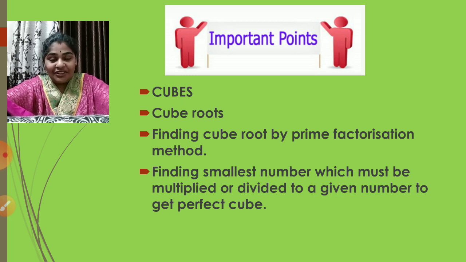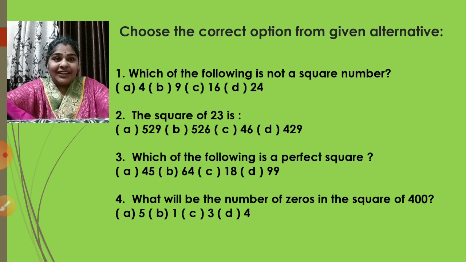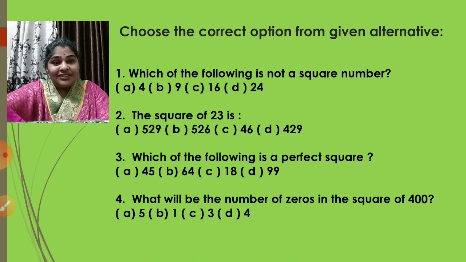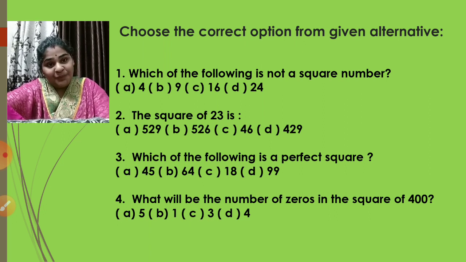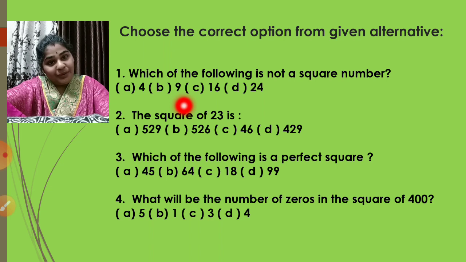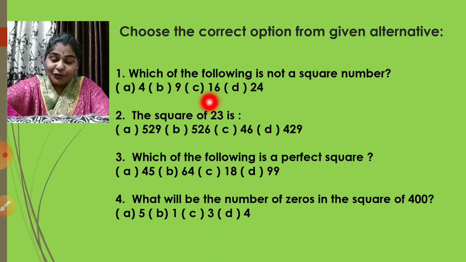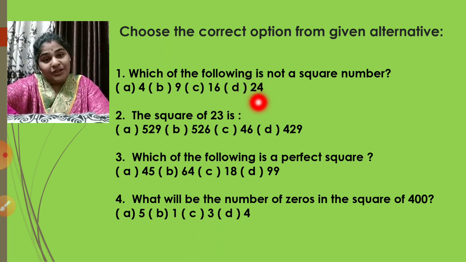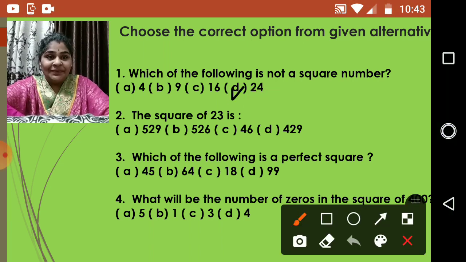So let us start with a few questions from these two chapters. Choose the correct option from the given alternatives. Which of the following is not a square number? First, 4 is the square of 2. Second, 9 is the square of 3, since 3 into 3 is 9. Next, option C is 16, which is 4 into 4, that is, 4 fours are 16. And 24 is not a square number, because I know 5 into 5 is 25. So I will choose 24.